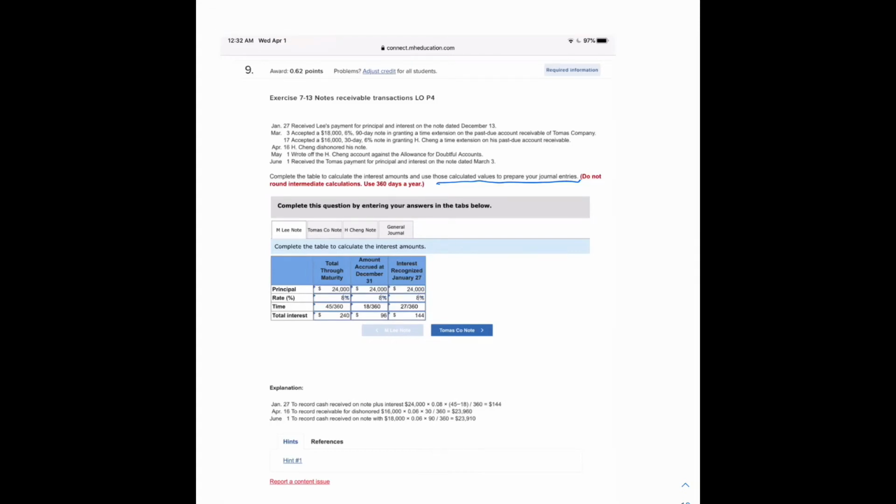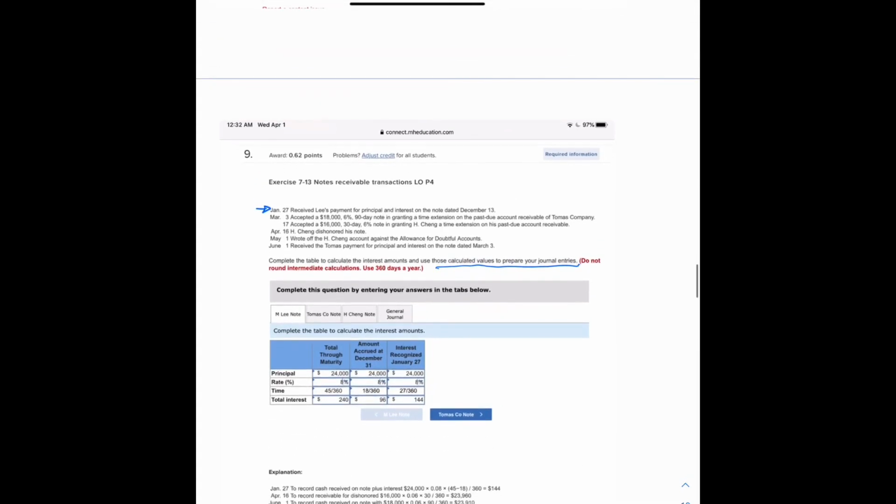It first tells us on January the 27th, we received a lease payment for principal and interest on the note dated December the 13th. So this is the note from question number 8. Then it tells us on March the 3rd, we accepted an $18,000 6% 90-day note, granting a time extension on the past due account of Thomas Company.